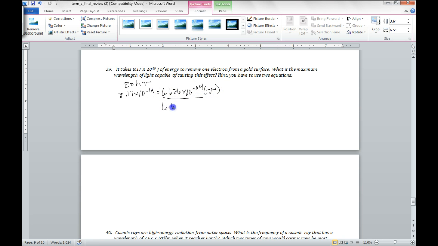Divide by Planck's constant on both sides to get frequency by itself. So if we go 8.17 divided by 6.626 equals 1.233 times 10 to the 19 plus 34, 53, is equal to v, or frequency.